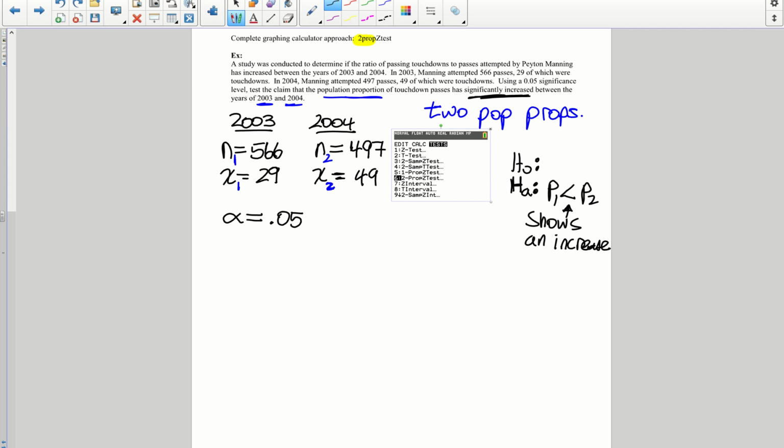All right. So that's what we're talking about in the alternative. We're talking about the size of the proportion. So an increase is showing that the size before is less than the size after.